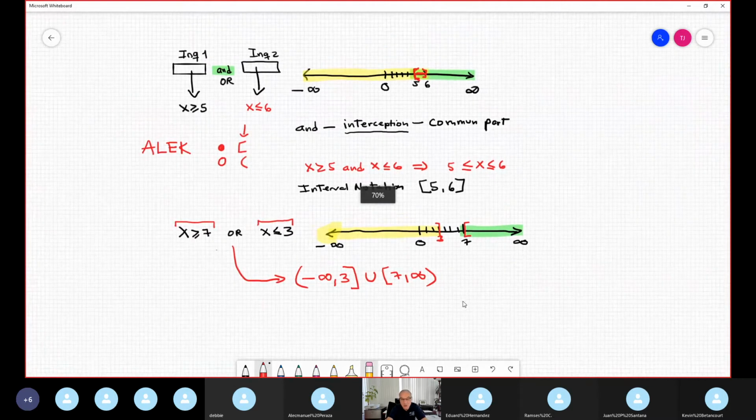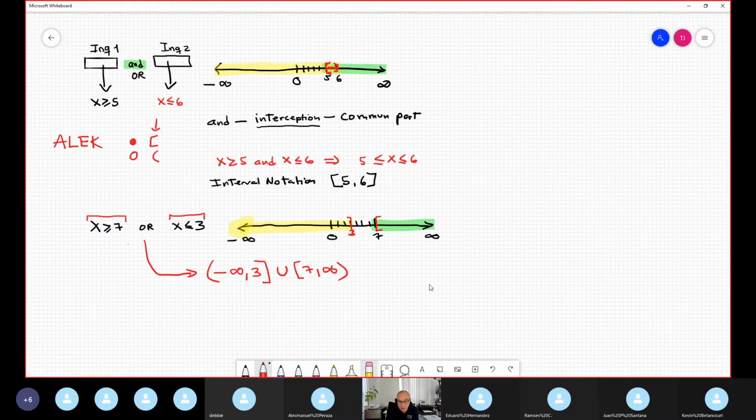So the conclusion is, we are solving so far compound inequalities. What does compound inequality mean? Two inequalities connected by the conjunction and, or. The interpretation of and is intersection, the common part. The interpretation for or is union, put together without repetition.